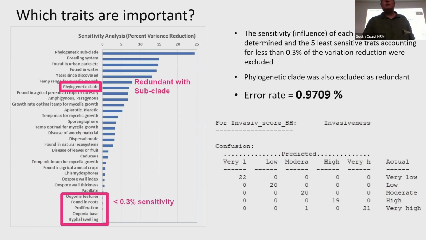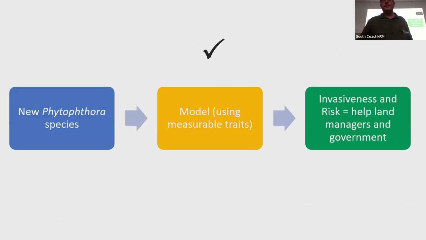And what does this give us? What does this give us for management? So it really comes back to this model. We've developed a system where if you get a new Phytophthora species, you can go out there, measure all the traits, put it into our model, and you'll get an index of invasiveness. Our model will help you predict how invasive your new Phytophthora species is.